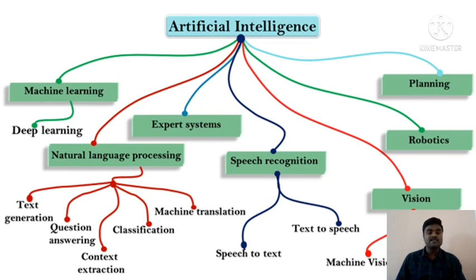So AI has its subfields. Here you can see machine learning, natural language processing, expert systems, speech recognition, vision, robotics, and planning. So these all are subfields of AI. Okay. In our future sessions, we will try to deal with every branch or nodes in a brief way separately. But today, let us have an overview of this AI tree. The first subfield you can see here is machine learning.